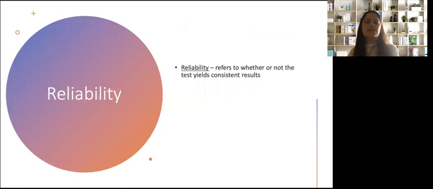Then we have what is called reliability of the test. So we have validity, which was split up into three parts, and reliability.